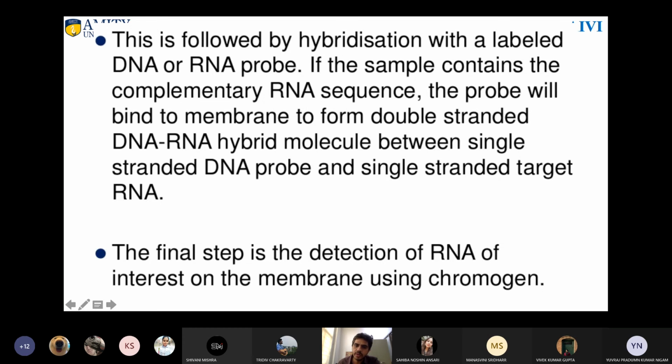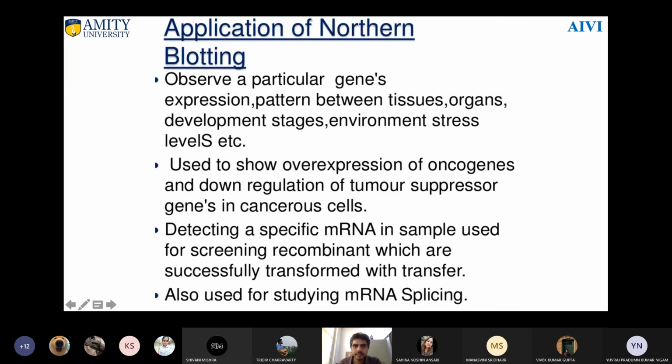If it is a radiolabeled probe, you can go for radiolabeling detection. If it is a chromogenic probe, then you can go for color development, where some enzyme is there. And if it is a fluorescent probe, then you can go for fluorescence. This is all the ways you visualize it; depending on what type of probe you are going to use, the detection is going to be there.